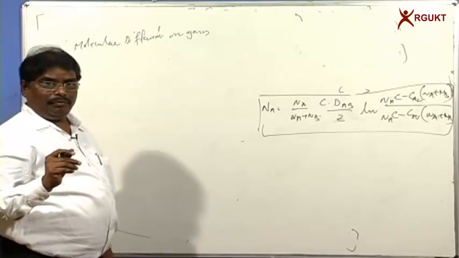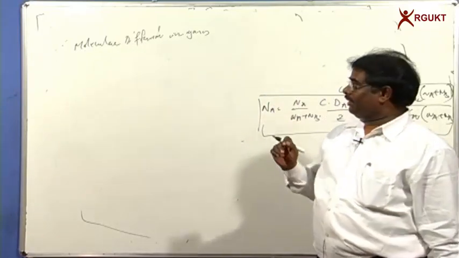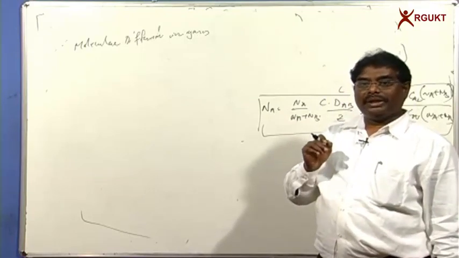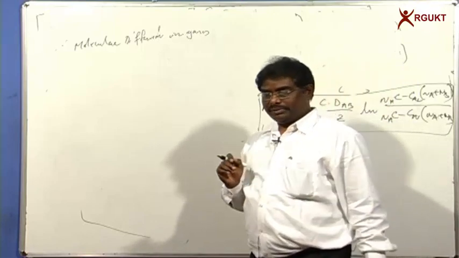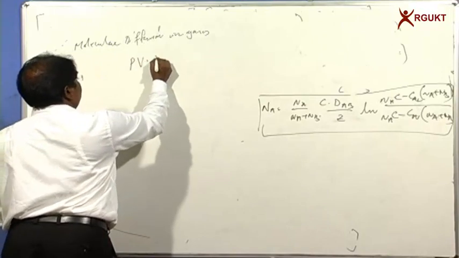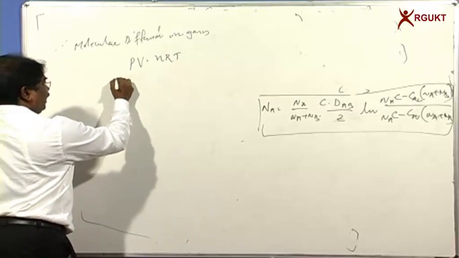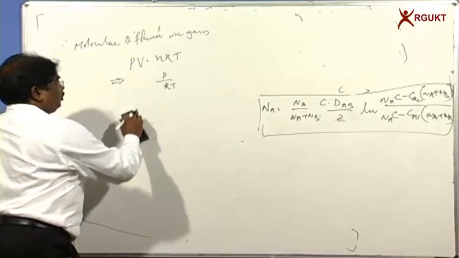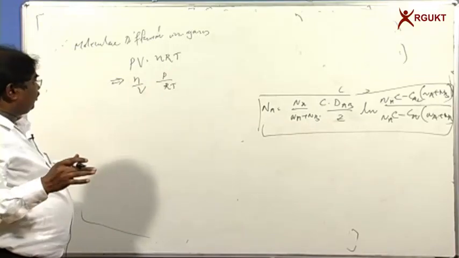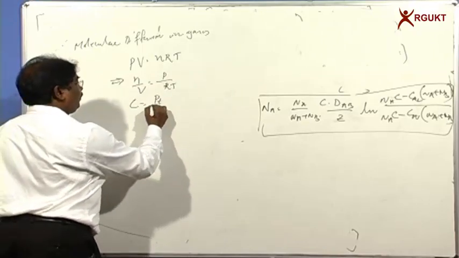I think all of you know what an equation of state is. The equation of state gives the relationship between pressure, volume and temperature. One of the simplest equations of state known to us is the ideal gas equation, PV equals nRT. From this, n by V is equal to P by RT, where n is the number of moles and V is the volume, which is nothing but the molar concentration. So the molar concentration C is equal to Pt by RT.